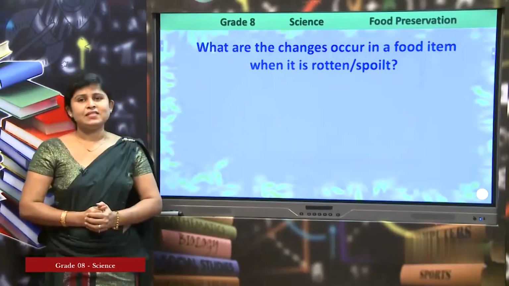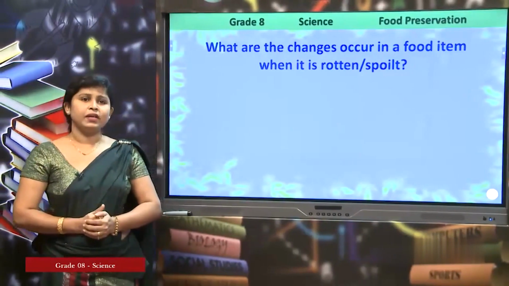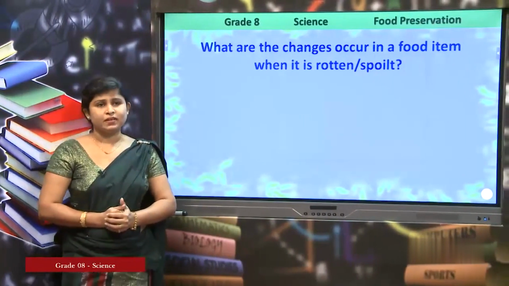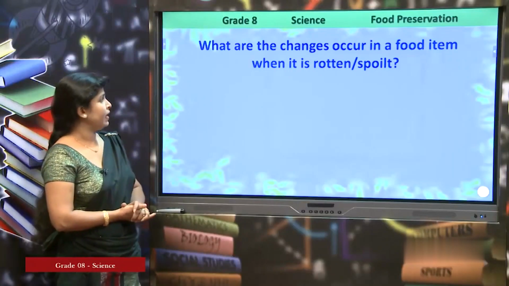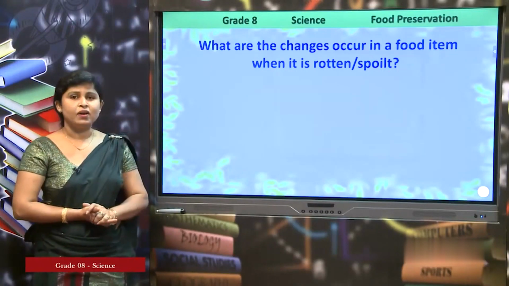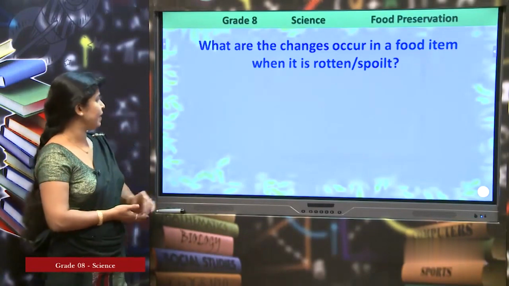Now, you can list out the changes that occur in a food item when it is rotten. I will explain using those 2 samples of tomatoes. The fresh sample of tomatoes has certain characteristics, while the rotten sample of tomatoes has other characteristics. What are the changes that occur in a food item when it is rotten or spoiled? Let us see one by one.